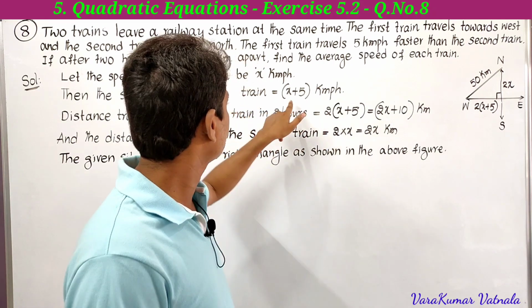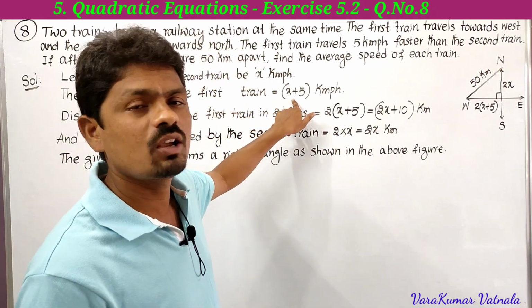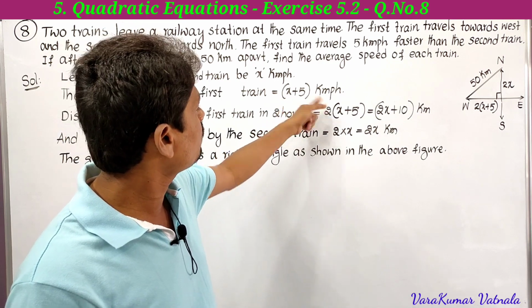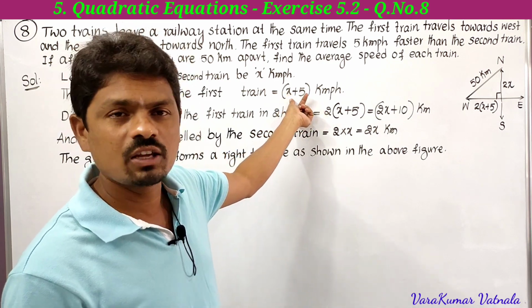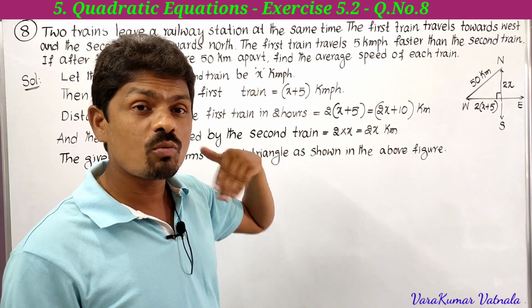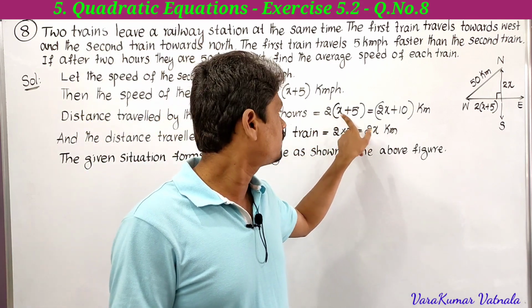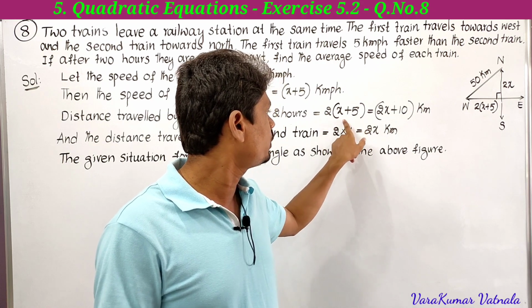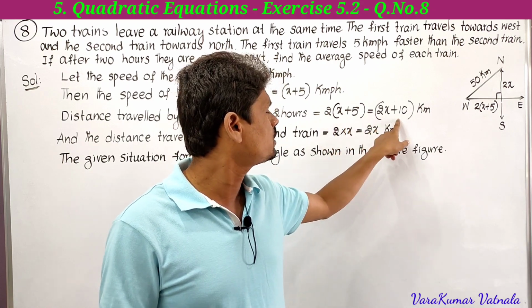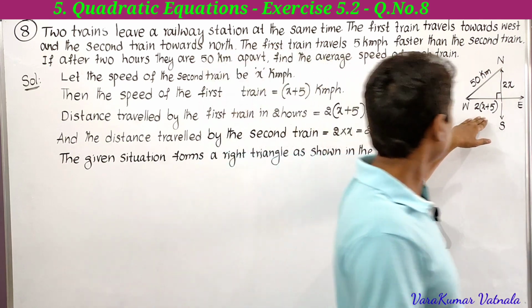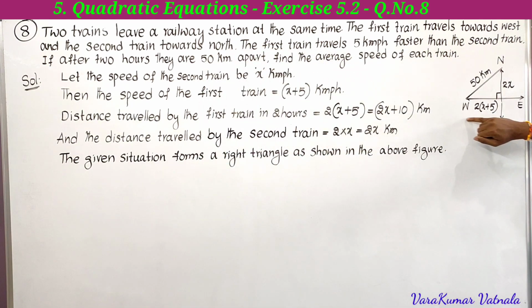See here, the speed of the first train is x plus 5 kmph. That is, in 1 hour it travels x plus 5 kilometers. In 2 hours how much distance does it travel? 2 into x plus 5, that is multiplied by 2: 2 into x is 2x, 2 into 5 is 10. So 2x plus 10 kilometers. In 2 hours the distance travelled by the first train is 2 into x plus 5 kilometers.